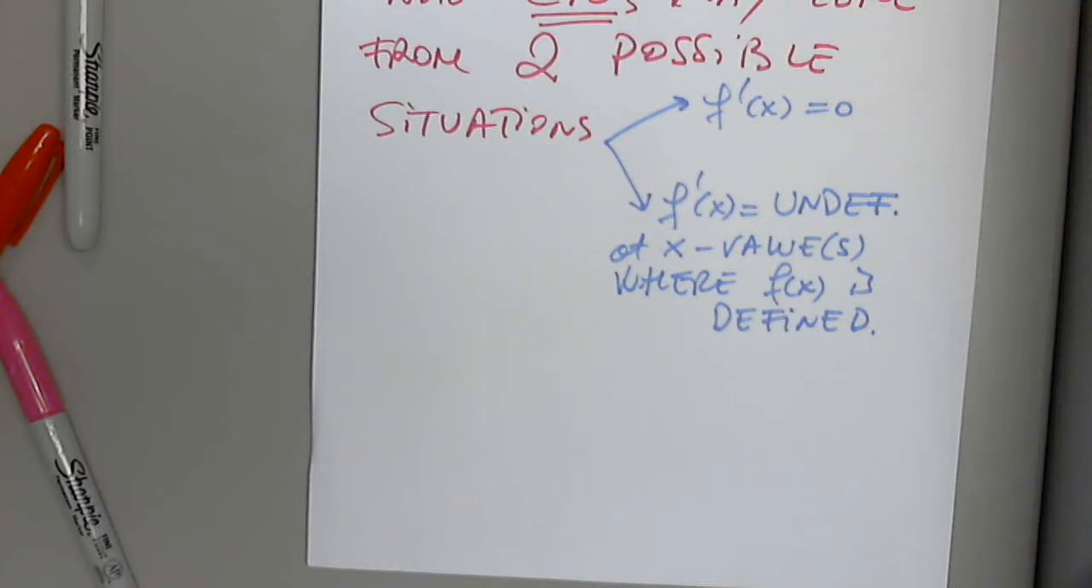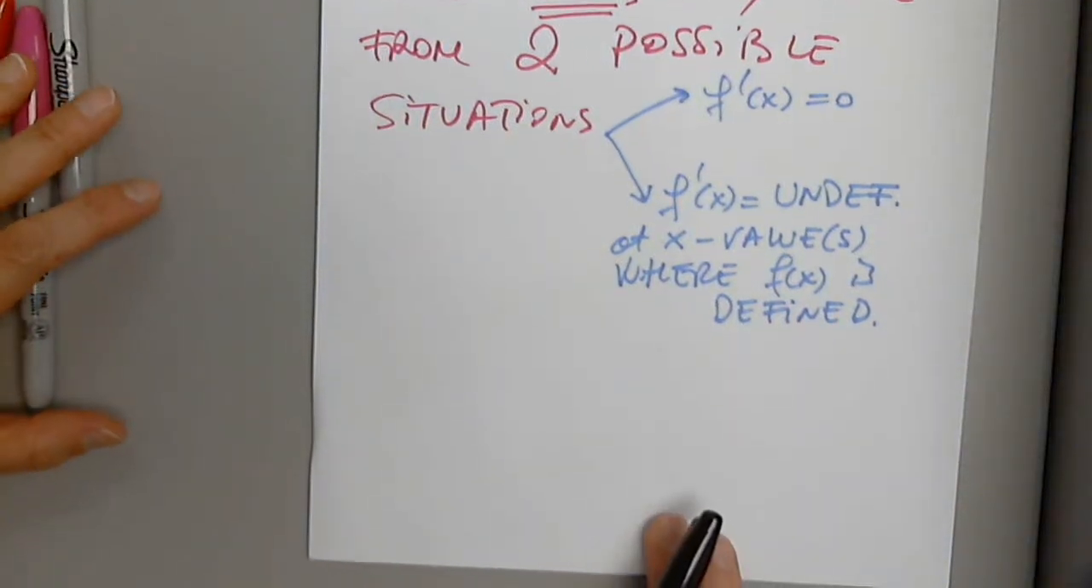The second situation is I have to look at f prime and see if at any x value, f prime is undefined at an x value at which the function is defined. Because if f of x is not defined at 5, and f prime of x is not defined at 5, that is not going to be a critical number. But if the function is defined at 5, but f prime is not defined at 5, then 5 becomes a critical number. It could be a max or min. It's definitely a critical number.